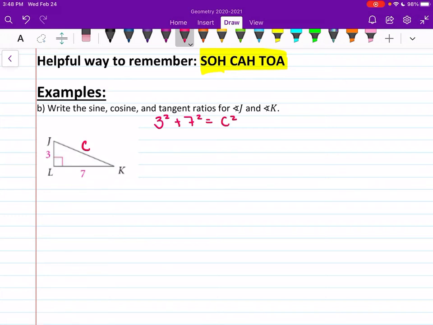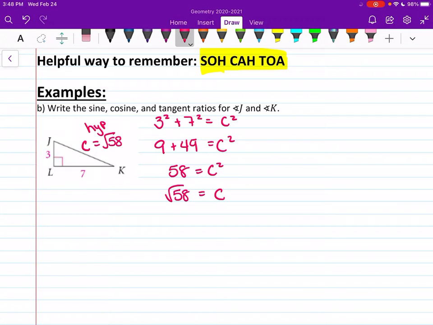C squared, so I have 9 plus 49 equals C squared. 58 equals C squared. Take the square root. So the square root of 58 equals C. Okay, and that's my hypotenuse. It doesn't matter which angle of interest I have.